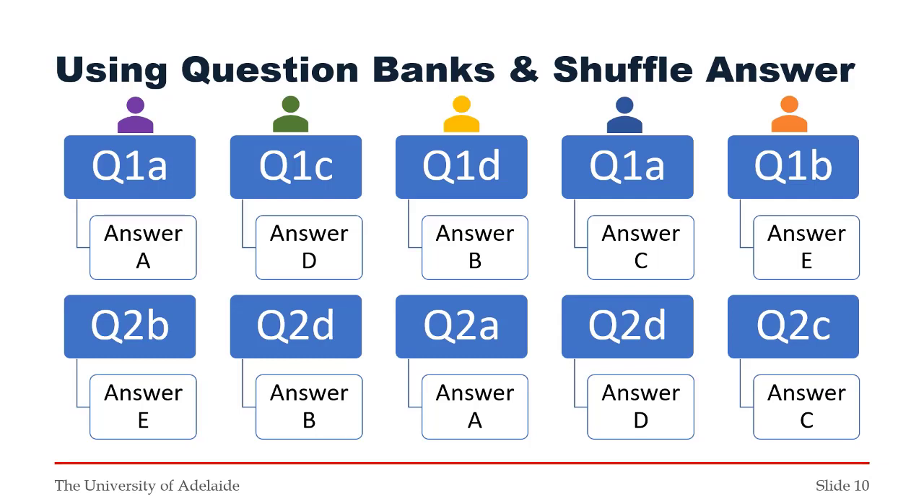Here are the first 2 questions delivered to 5 different students in a quiz. You can see in the first row the differing versions of question 1 have been delivered to the students. And here you can see that even though students may have been delivered the same version of the question, the correct answer is sitting in a different position for these 2 students. Using question banks and shuffle answers together delivers a randomized quiz to your students.